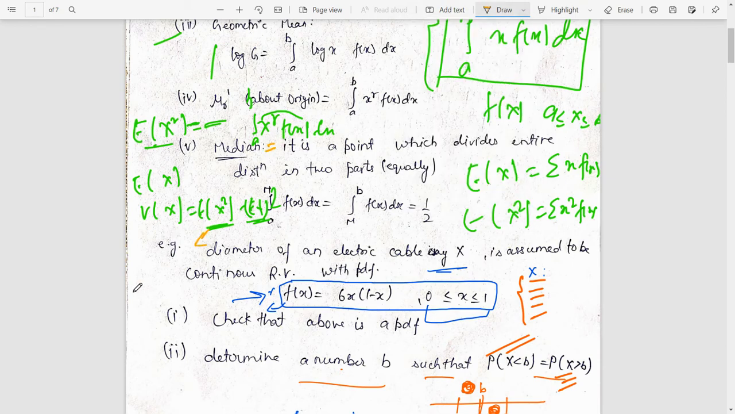So this thing means the integral from a to b of x square fx dx. Okay, and we do this minus thing, both the things, and we'll get the variance of x. So this is the max you need to calculate in case of the CMI paper.